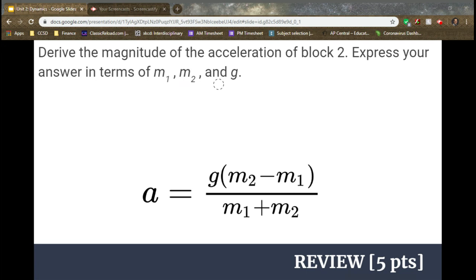This is the answer that you should get. Okay. You could use either the short method or the long method. Either way, you should get to this answer.